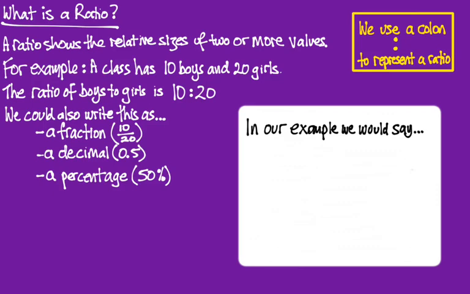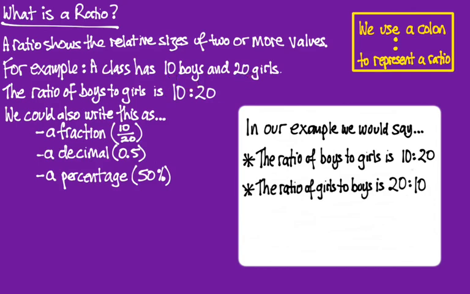Now I mentioned that it's important what order we say them in because we'll get different answers. In our example we would say the ratio of boys to girls is 10 to 20. What if I asked about the ratio of girls to boys? Well, we would have to put it the other way around because there are 20 girls and 10 boys. So the ratio of girls to boys is 20 to 10.